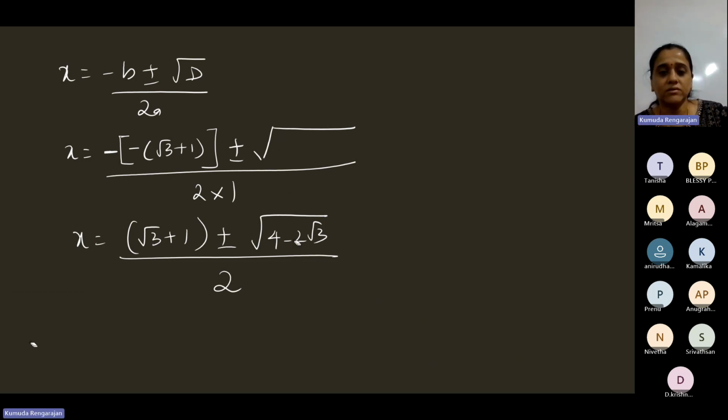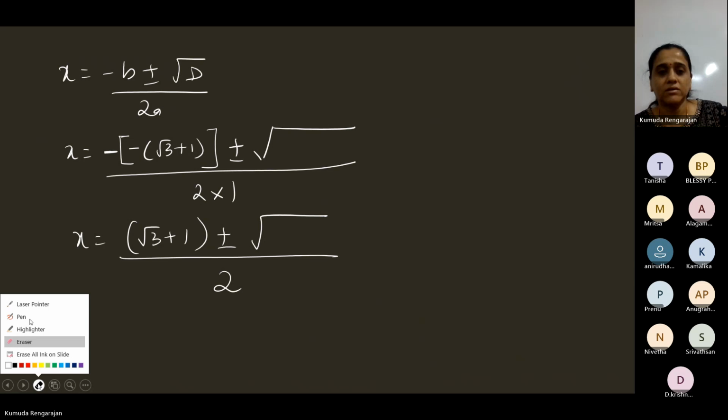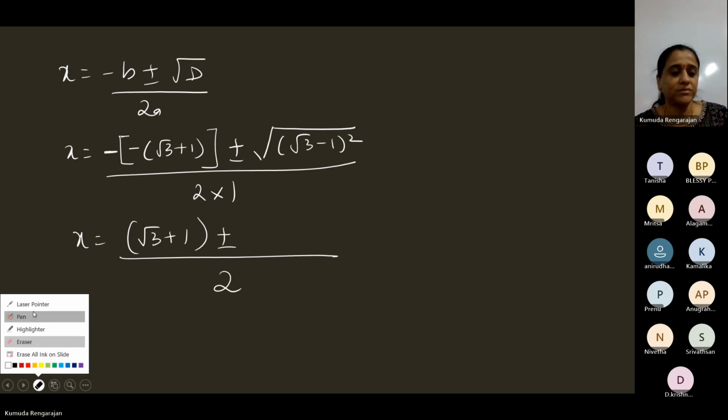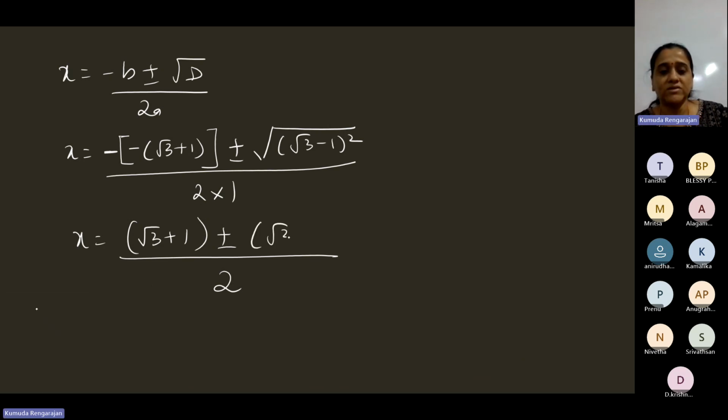If this t is root 3 minus 1 the whole square, you will get rid of the square root symbol in the next step. Next step it will become root 3 minus 1, because the square root and square get cancelled. Don't say it like that, but that's what we see in our mind: the square and square root get cancelled. So we have root 3 minus 1.